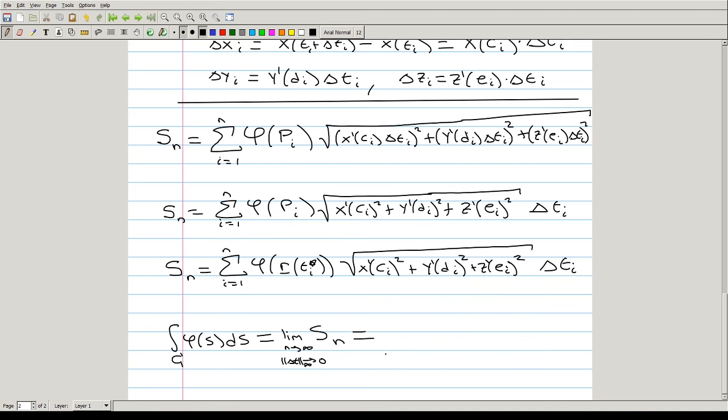In terms of the parameter t, it's exactly the definite integral from a to b of the scalar field at phi of r of t. So the scalar field at each point along the curve. It's coming from this term right here. And this exactly is converging to the magnitude of the velocity vector field at every point.